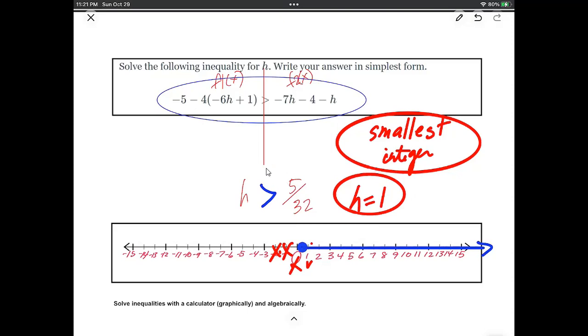I am going to go ahead and end this and post it just so that you have it. Now, if you're able to do this algebraically, more power to you. But at this point, I just want you to be able to graph it and find the intersection. Understand that, all right? The answer is h is greater than 5 over 32, and that would be it. And okay, I'm done.